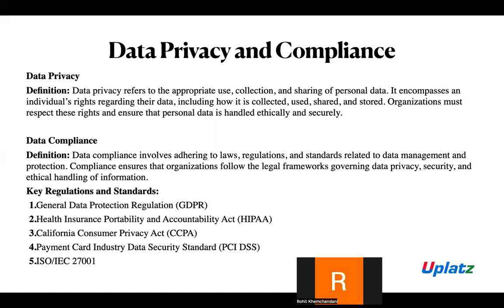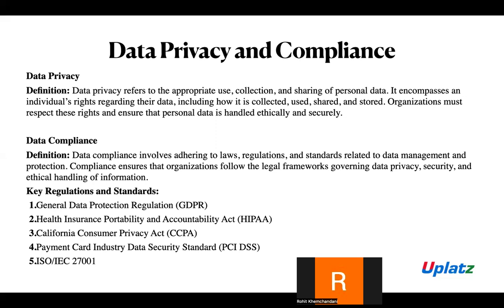So data privacy and compliance are essential elements of data governance, as we have seen, ensuring that organizations manage and protect data responsibly while adhering to relevant laws and regulations. By prioritizing these aspects, organizations can build trust with stakeholders, mitigate risks, and leverage data as a strategic asset, while maintaining ethical standards and legal compliance. A comprehensive approach to data governance that includes data privacy and compliance fosters a culture of accountability and responsibility throughout the organization.